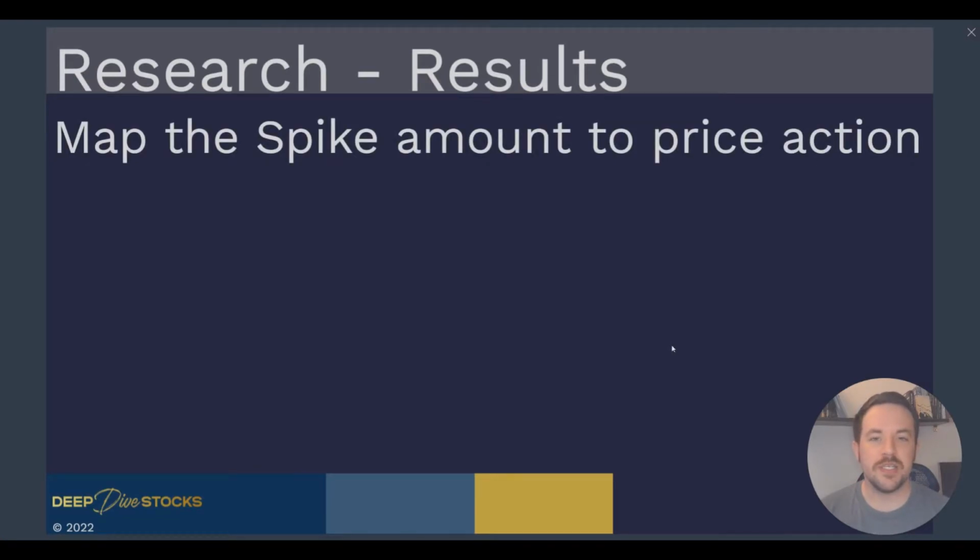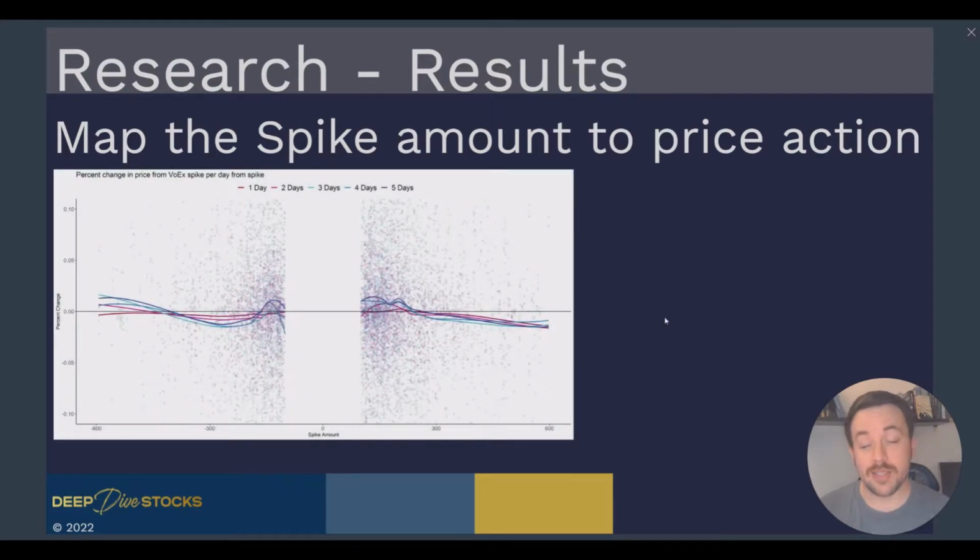And the first thing we did was we mapped the spike amount, and then we mapped that to the price action. And the results were, honestly, better than what I initially expected. So the lines here represent the trend line per the day after the VoEx spike. So we have the 1 day after, 2 day, 3 day, 4 day, 5 day, or this is 1 trading week. And we see that if the VoEx spike was positive, just like we saw in our example where it shoots straight up, we had a statistically relevant, so this is a 68% trend line, so statistically relevant to 1 standard deviation in anticipated price returns. So the greater the VoEx spike, the deeper the returns were on almost all 5 days.